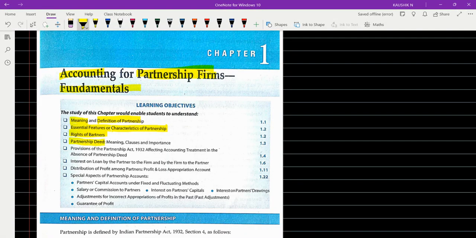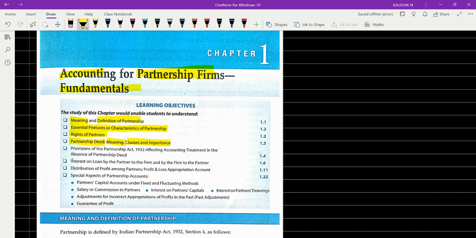So what does a deed mean? Partnership deed means what it is, and whether it can be in oral form or in a written form. Meaning of the partnership deed and the clauses. Yes, correct, it is a written document. So partnership deed, a written document, and what are the clauses? Clauses in the sense, what are the subheadings or important items that have to be recorded in a partnership deed?